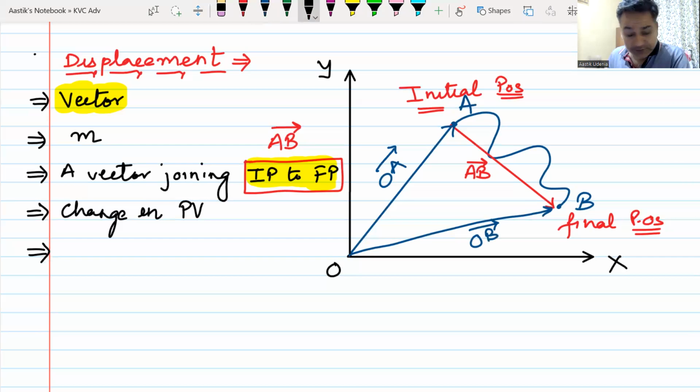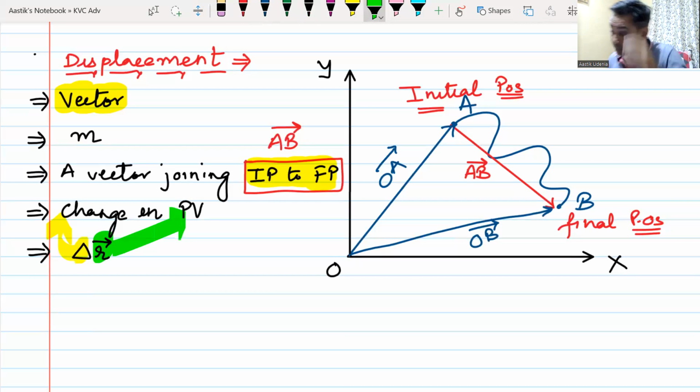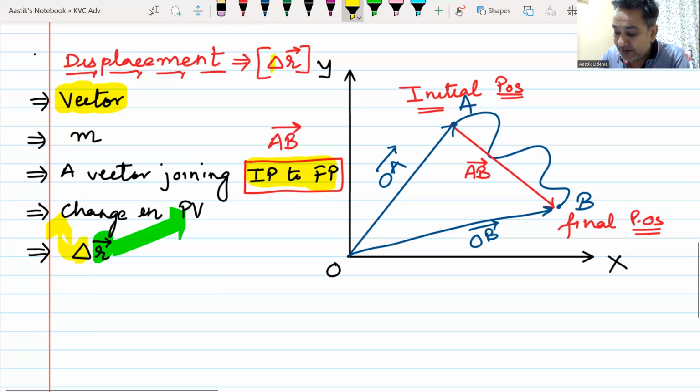So if it is change in position vector, I write it like this: delta R vector. Delta stands for change, and this R vector stands for position vector. Do we understand this? So whenever I am going to write about displacement, I am going to write it as delta R vector, so that I remember that it is change in position vector.